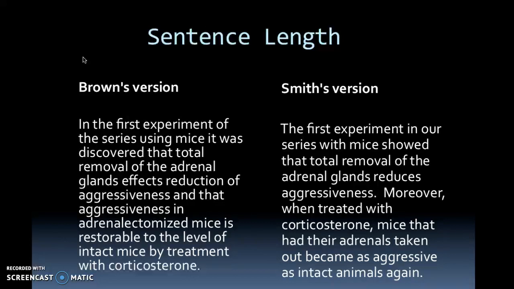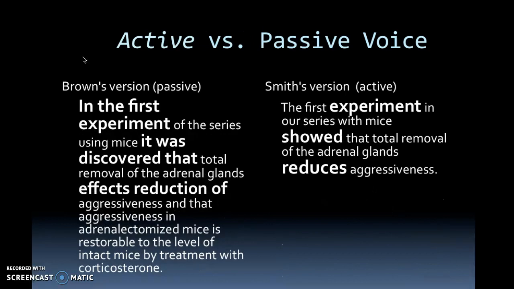Breaking up sentences, long sentences, is one of the best ways to lend clarity to your writing. In Smith's version, we see the first experiment in our series with mice showed that total removal of the adrenal glands reduces aggressiveness. Period. So I'm going to be asking you to be overly aggressive, actually, in writing shorter sentences. You'll find that it lends considerable clarity to your writing and gives the reader a break.